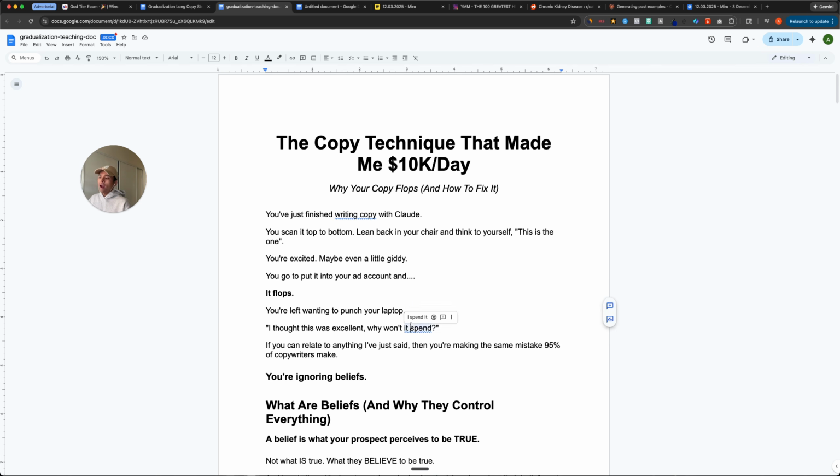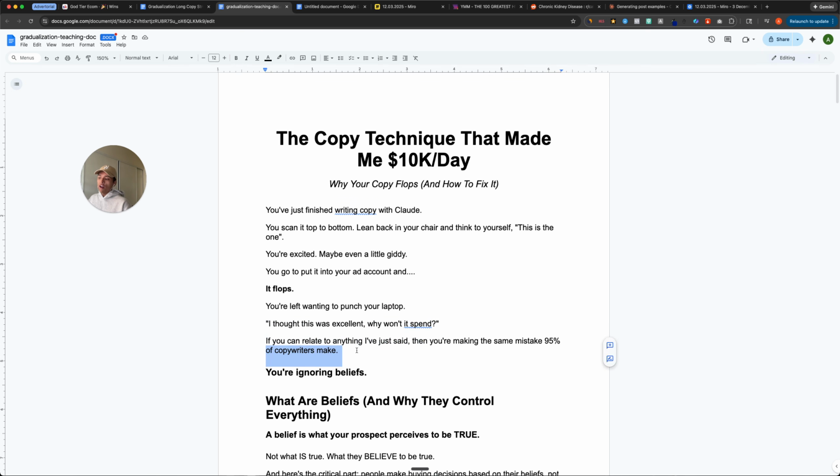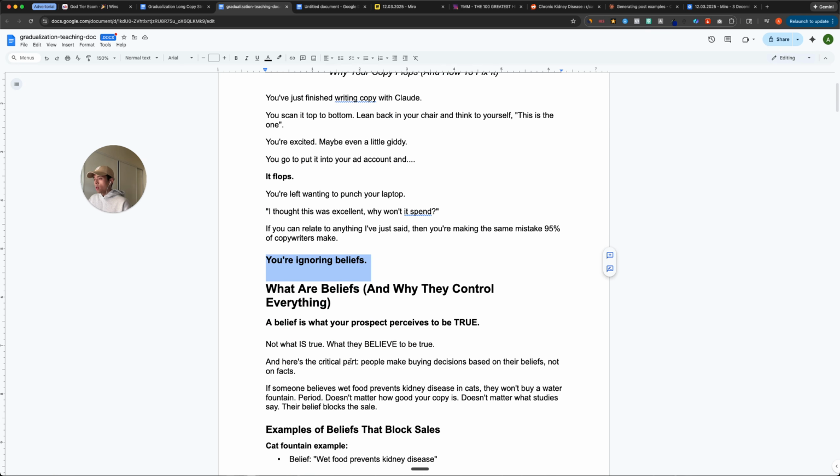Anyways, you're probably thinking, I thought this was excellent. Why won't it spend or why won't it perform? And if you can relate to anything that I've just said, then you're making the same mistake 95% of copywriters make, which is you are ignoring beliefs. Now, beliefs. What are beliefs and why do they control everything?